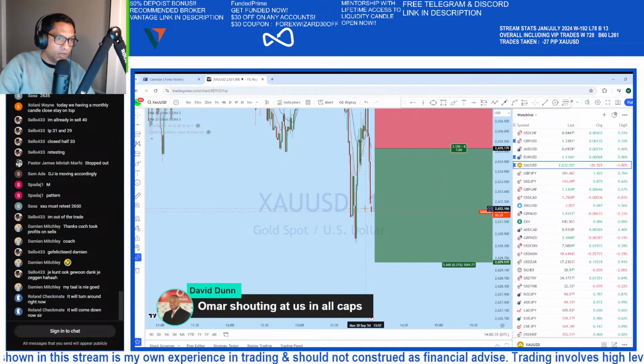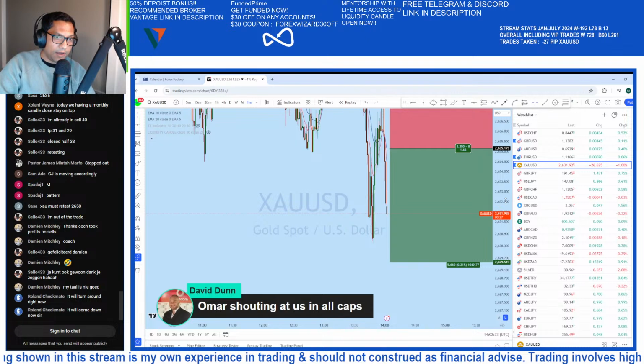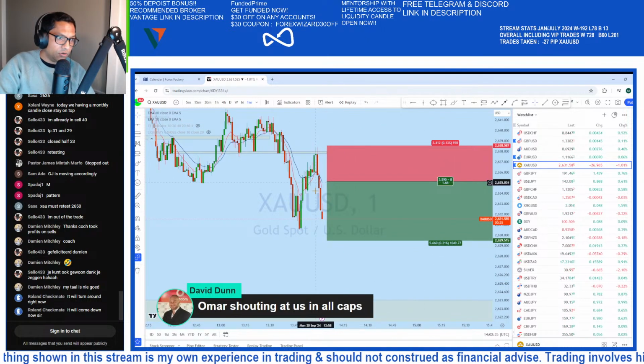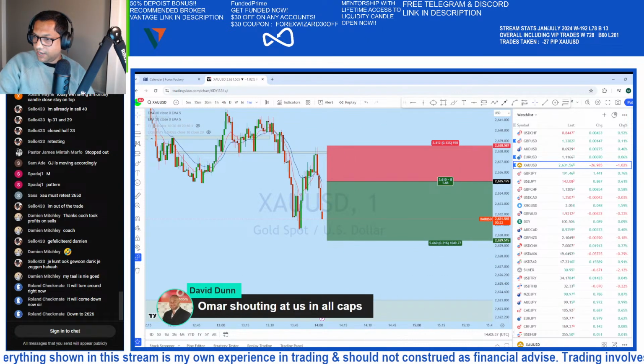Okay, there is a narrow red candle, and there is a rejection. Are you guys holding the trade? This is very interesting.